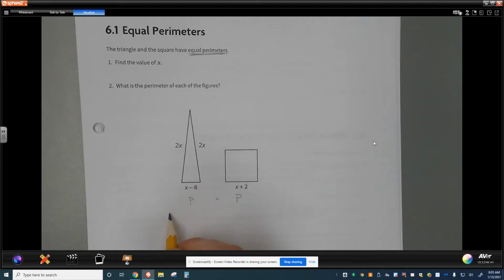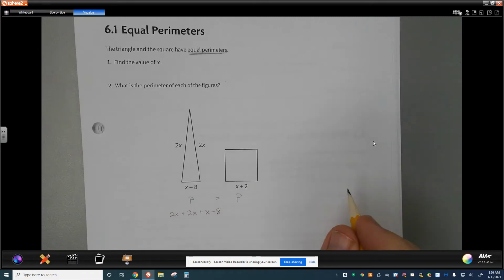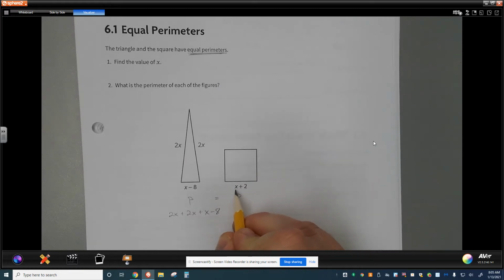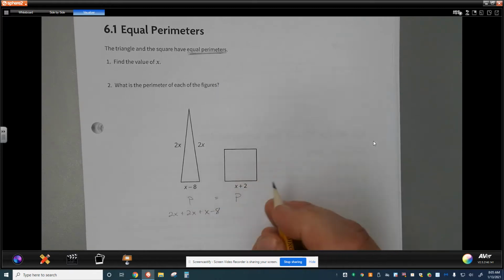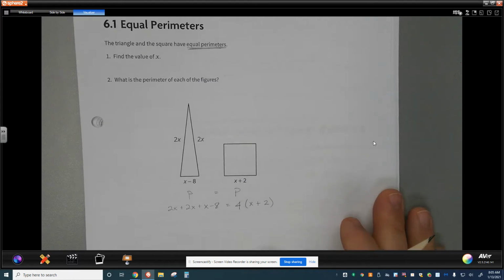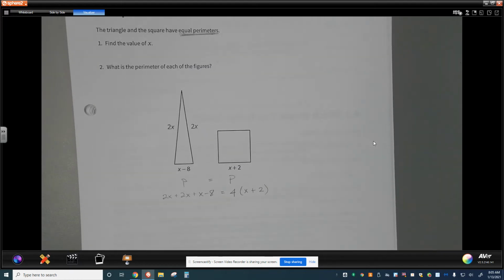So in this perimeter here, we have 2 times x plus 2 times x plus x minus 8 for the triangle. And on the square, even though there's only one measurement on one side, we know that all 4 measurements are the exact same. So we can say that this square has 4 sides that have a measurement of x plus 2. And now from here, it's a matter of simplifying, solving for x, and then we can determine the perimeter. So let's find the value of x.